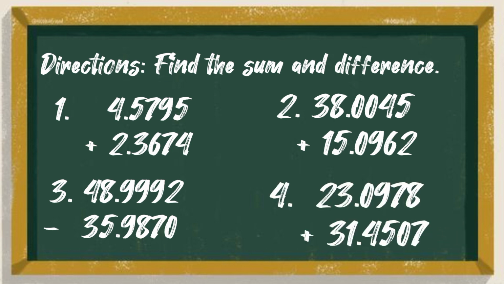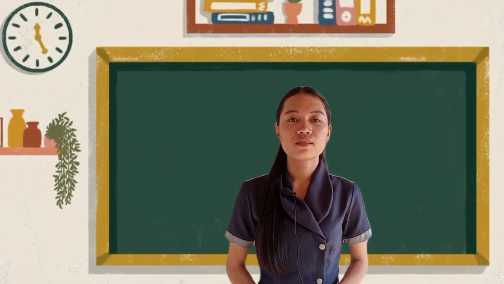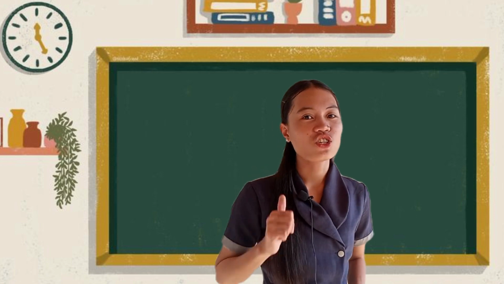Number 4. 23 and 978 10,000ths plus 31 and 4,507 10,000ths. This time, let us check your answer.